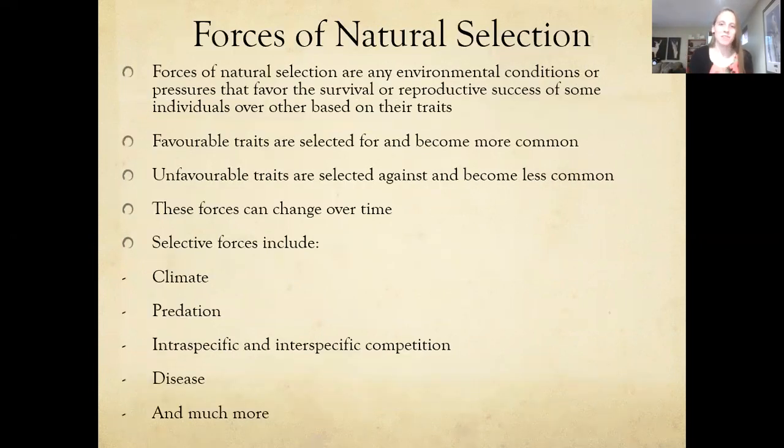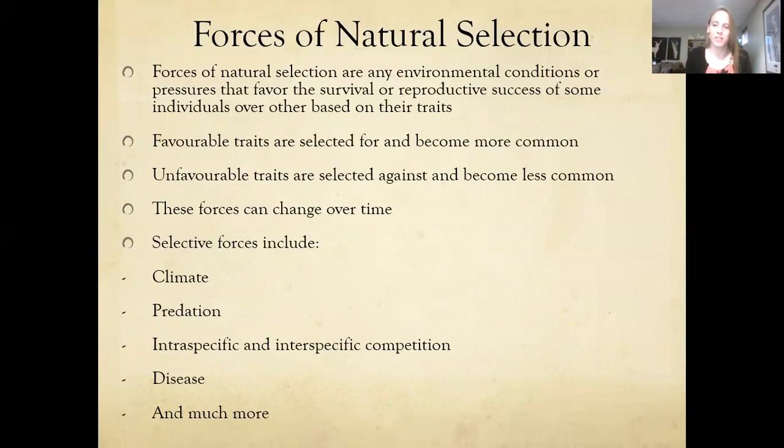Okay, so the forces of natural selection are any environmental condition or environmental pressure that is going to favor the survival or the reproductive success of some individuals over others based on their traits. Favorable traits are selected for and become more common. Unfavorable traits are selected against and become less common. And these forces can change over time. Traits that are favorable one year might be unfavorable a few years later if the environmental conditions change.